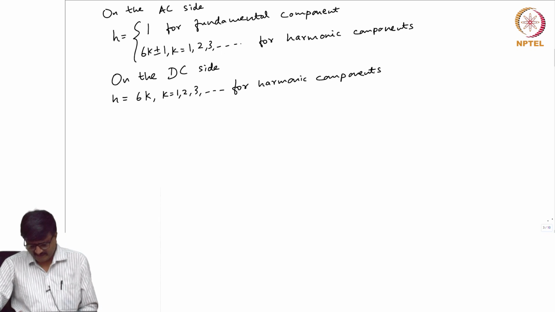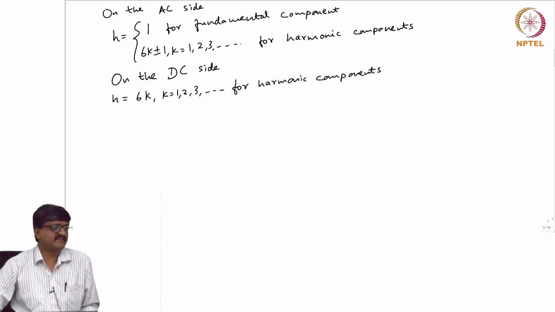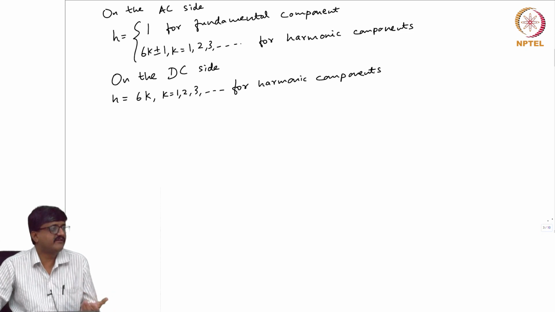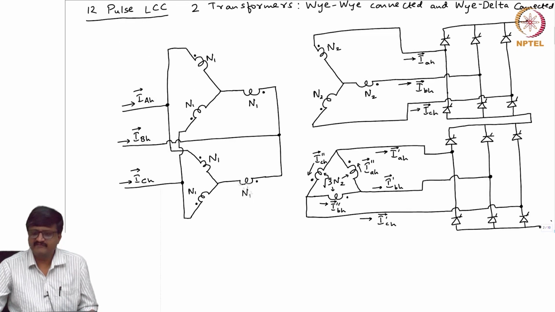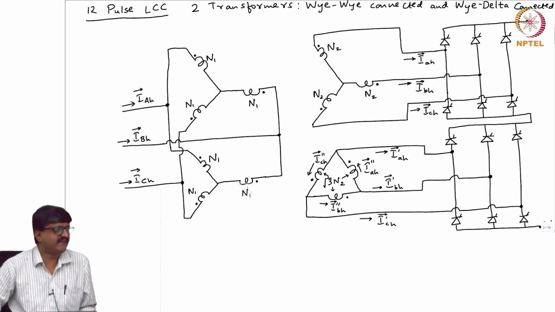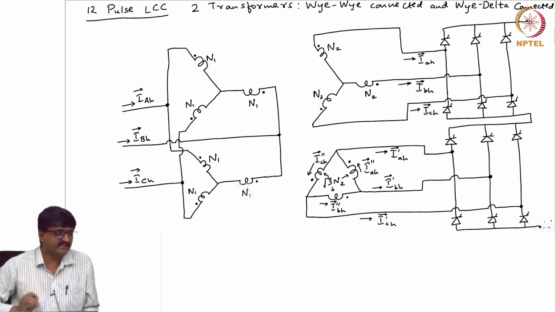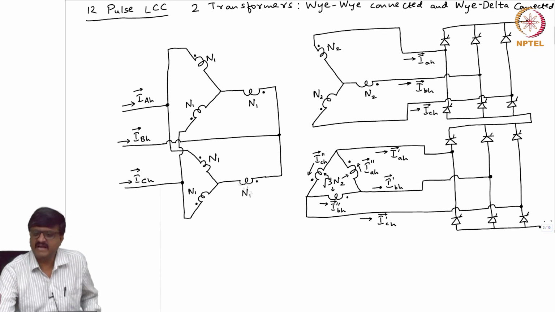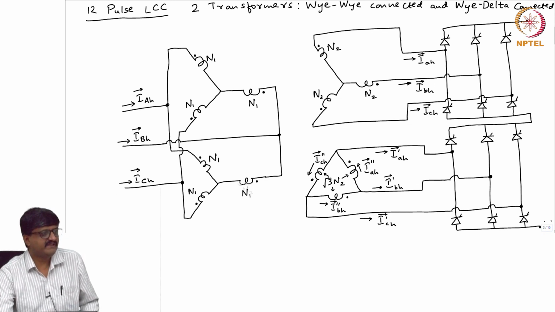Now, a harmonic component is a sinusoidal waveform. Only thing is it has a frequency depending on the order of the harmonic component. So, you would have noticed that when I say IAH, where H is 5, it is a fifth order harmonic component, so it is sinusoidal. So, if I have a sinusoidal quantity, I can represent it by a phasor. So, I use an arrow over the notation to mean that it is a complex quantity. So, it has a magnitude and an angle.